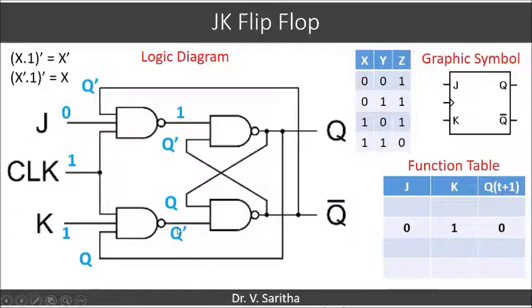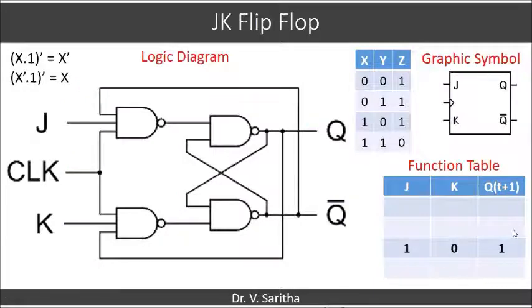Now here what happens, Q dot Q bar is 0, whole bar is 1. So the Q bar will become 1. And this is fed back as an input to this NAND gate, and 1 dot 1 in for NAND gate is 0. So Q is 0 and Q bar is 1. So when J is 0 and K is 1, Q of t plus 1 is 0. And now let us consider J is 1 and K is 0 case. And we can show that Q of t plus 1 is 1.